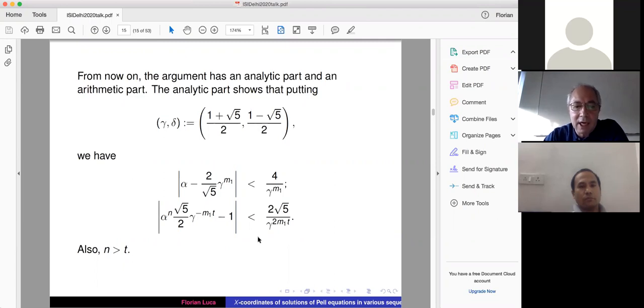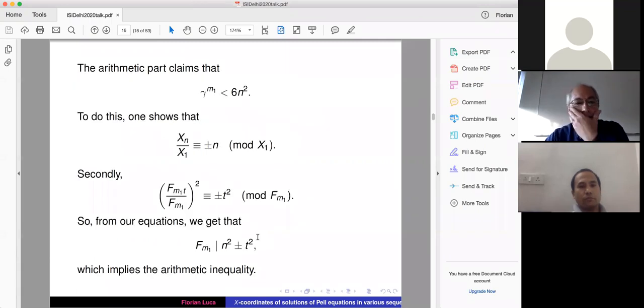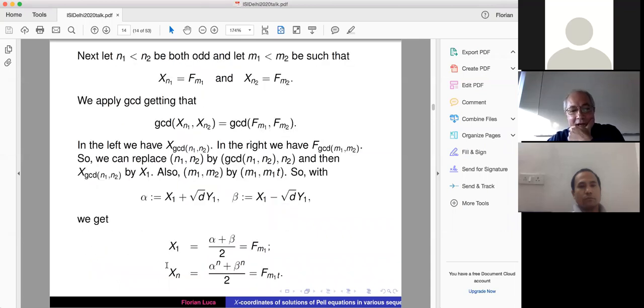What we did at that time was to do an arithmetic part. The arithmetic part was very interesting. What we did, we took the same two relations and we divided them against each other. It turns out that x1 divides xn. In fact, xn is a polynomial in x1, which has 0 as a root. This is why x1 divides xn. And if you look at the next term, which would be xn over x1, it has a certain value modulo x1, which is n. And you can play the same game here.